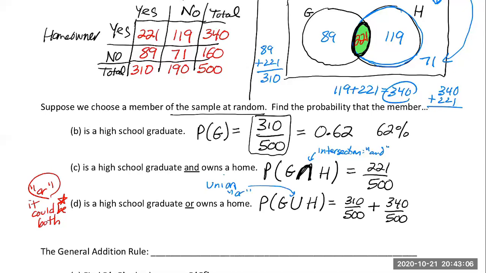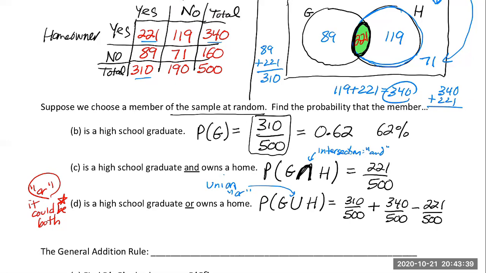Now, if we stop there, our numerator is way too big. Something went wrong. What happened was that when we add this 310 and this 340, this 221 got double counted. It was counted as a homeowner and it was counted as a high school graduate. So we have to subtract the overlap. It's not that we don't care about the overlap. It's because we double counted it. We counted it within the 310 and within the 340.